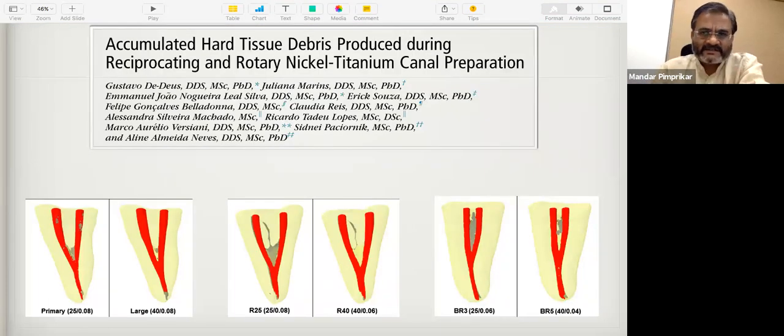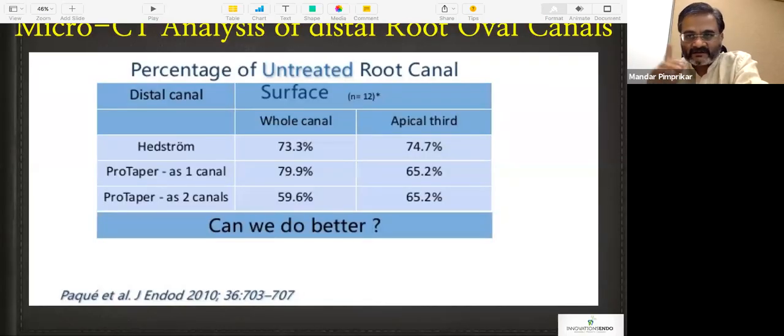There are a couple of studies which tell us that accumulated hard tissue debris is produced either by way of reciprocation or rotation. This is a very important aspect, and we generally overlook this and do not pay any attention to isthmus shaping. So everyone should start doing isthmus shaping. What does this study tell us? That only 30 to 35% of the time the file will be touching the canal walls. So we have to rely more on irrigants to treat the root canal surface.